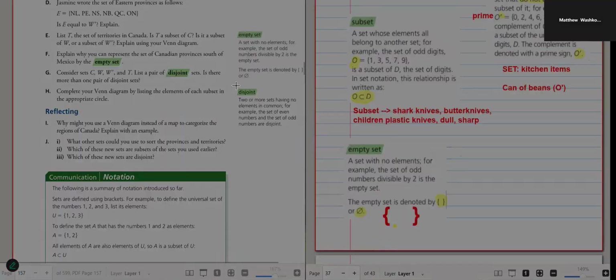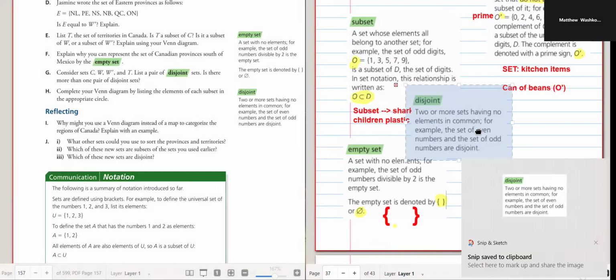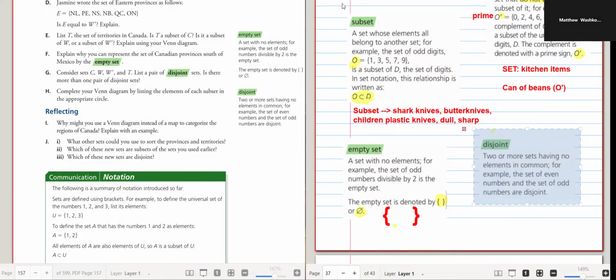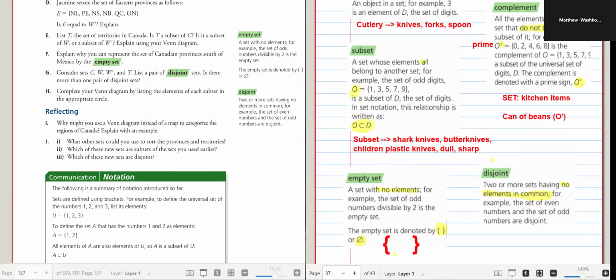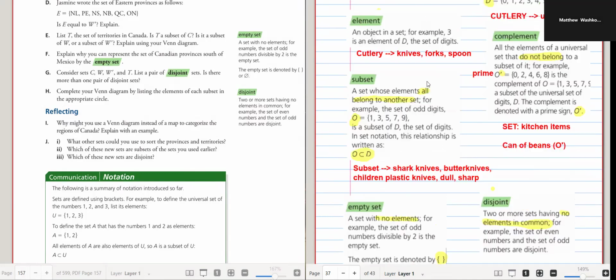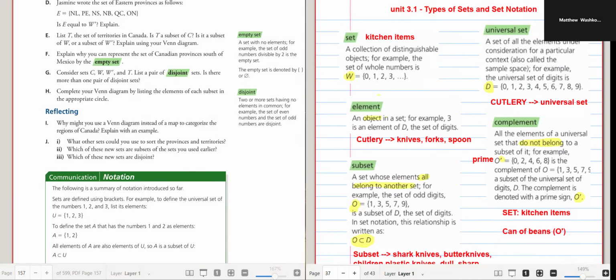And then finally, we have a disjoint. And again, if you're confused right now, that's fine. I'm blasting through this. This is two or more sets having no elements in common. For example, a set of even numbers and a set of odd numbers have nothing in common. A set with no elements, a set whose elements all belong to another set, an object in a set, a set of all items under consideration, and then a collection of distinguishable objects.